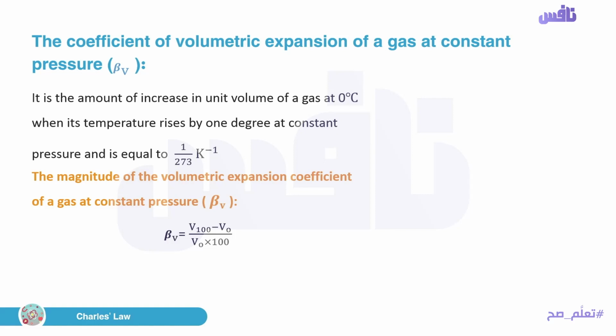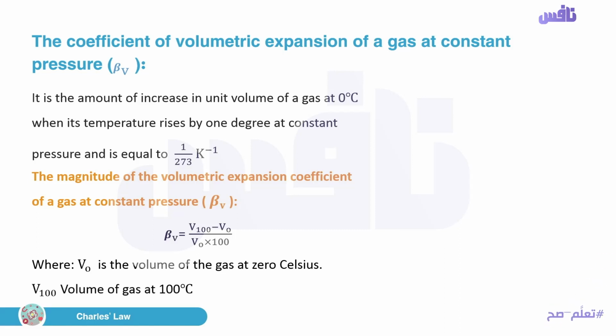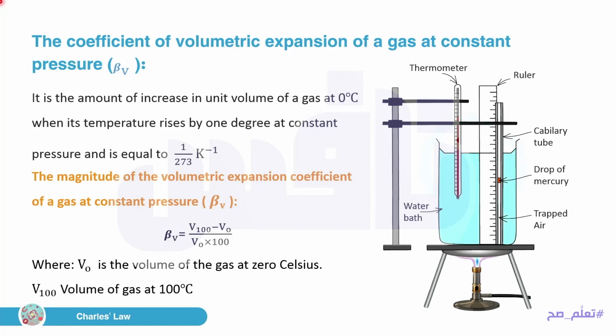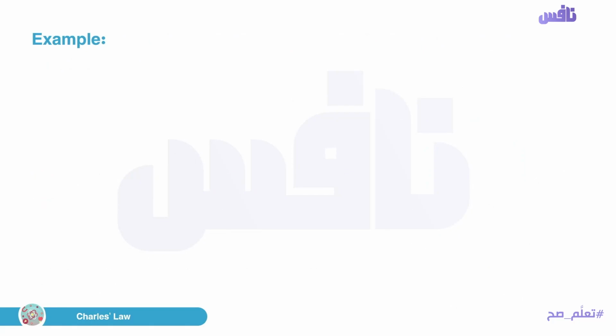So the magnitude of the volume expansion coefficient at constant pressure, beta V, equals V100 minus V0 over V0 multiplied by 100. So first, what is 100? The temperature at 100. What is 0? The temperature of 0. Where V0 is the volume of gas at 0 Celsius and V100 is the volume of gas at 100 Celsius. And from this figure, we did the experiment and also determined the volume expansion. And now, shall we solve this one?